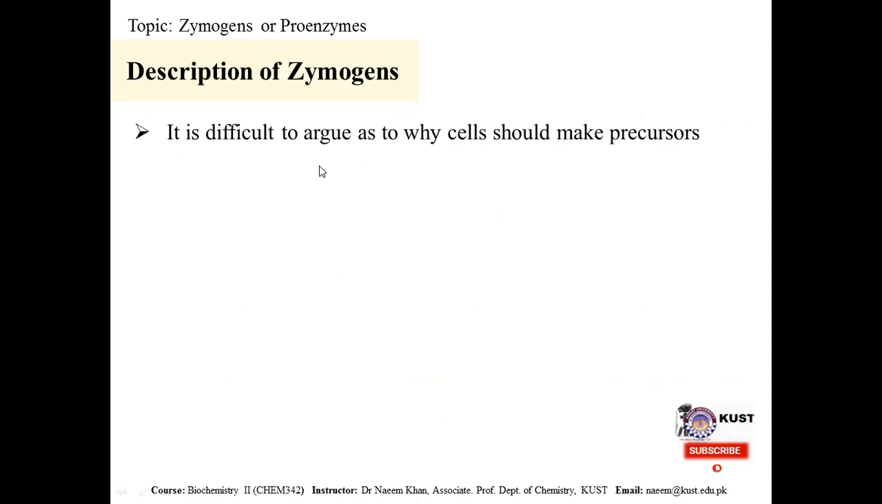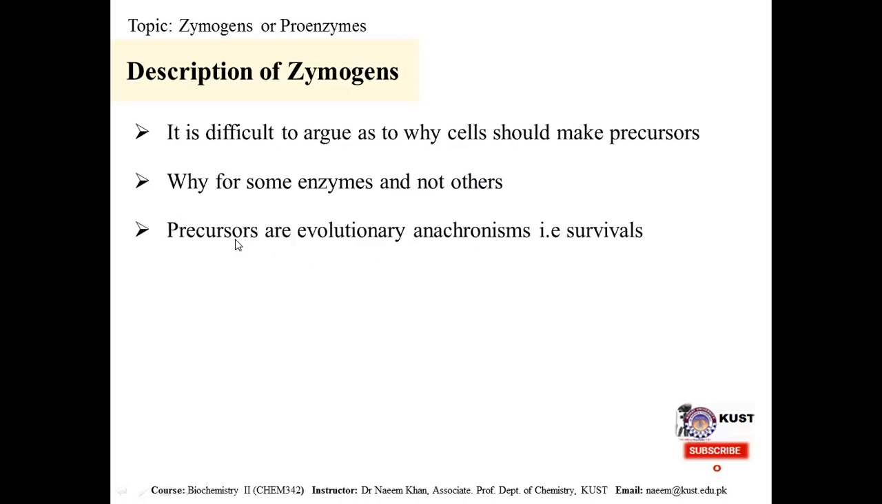Now, this is a big question: why are enzymes produced in the inactive forms? If the precursor form is important, why are not all enzymes produced that way? Why are some of the enzymes produced as precursors? This is a direct question that comes to our minds. Why some of the enzymes, not others? As I mentioned in the last slide, some of the enzymes, especially the digestive enzymes, are produced in the inactive form. So the question is why? Look, actually, these precursors, or the inactive form enzyme production, are evolutionary, in a way, for survival.